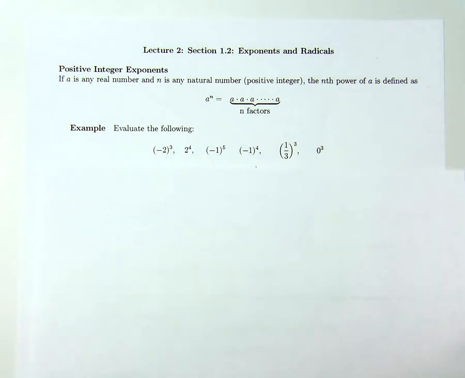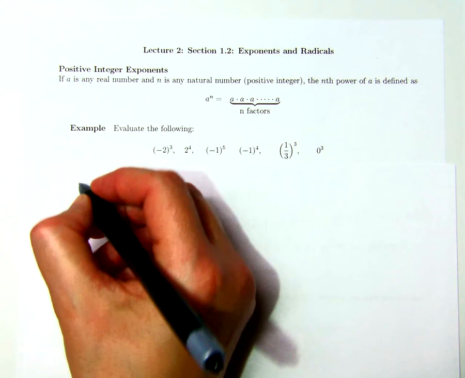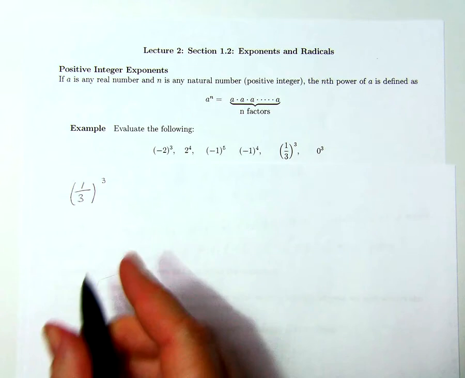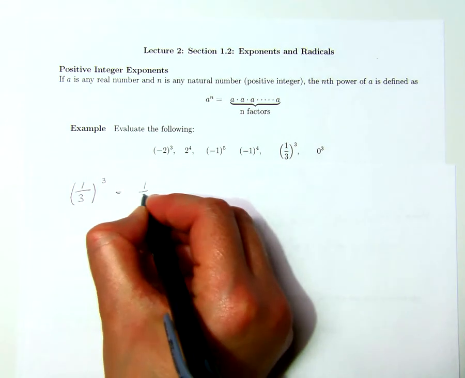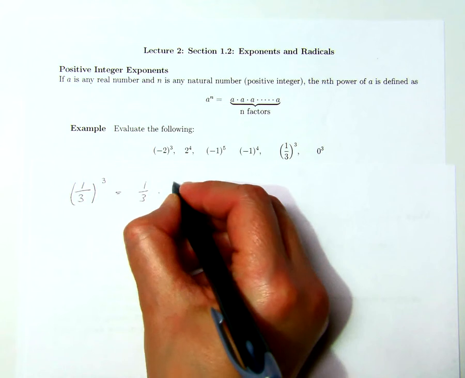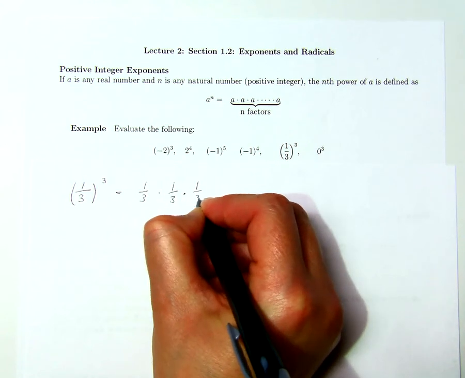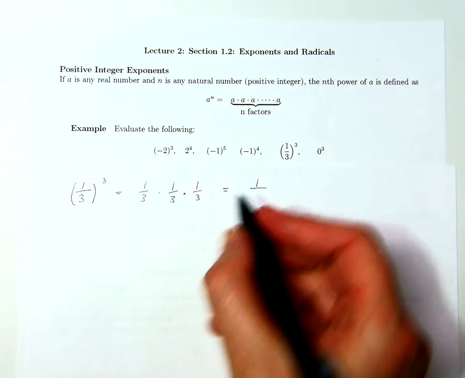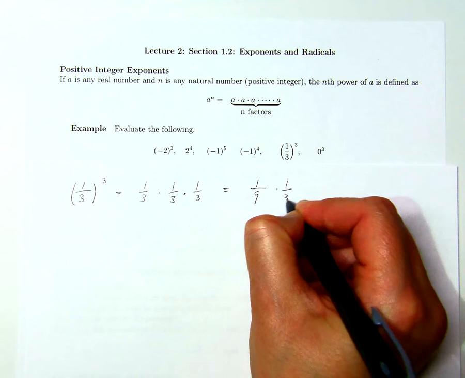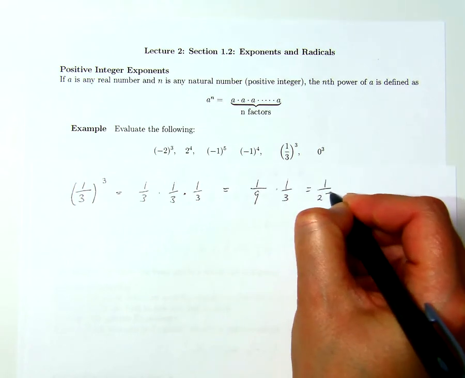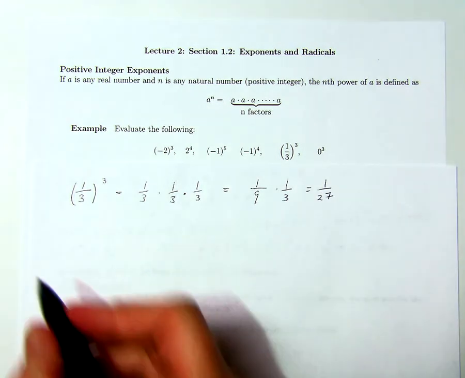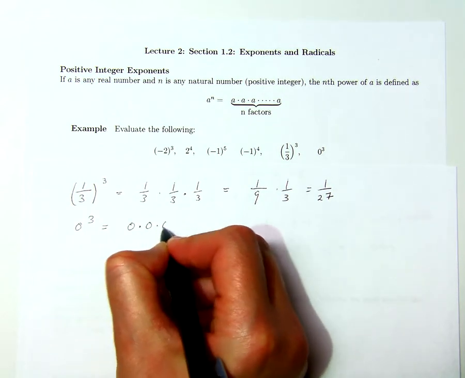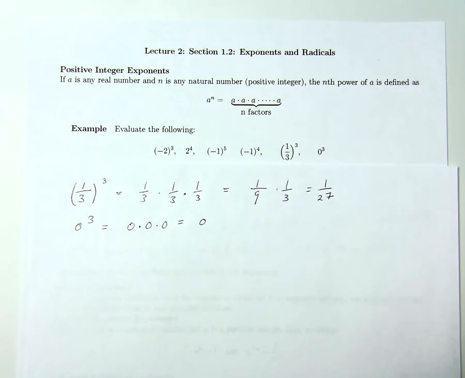Let's try a fraction, 1 over 3 to the power of 3. According to the definition, this is 1 over 3 times 1 over 3 times 1 over 3. And now using the rules of fractions, this is 1 over 9 times 1 over 3, which is 1 over 27. And 0 to the power of 3 is equal to 0 times 0 times 0, which is of course 0.